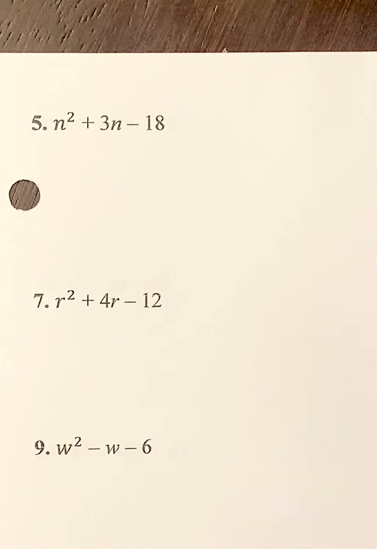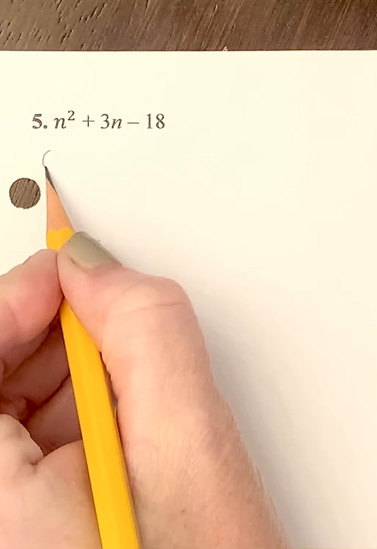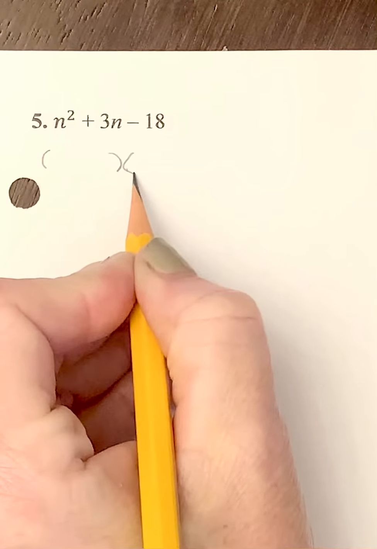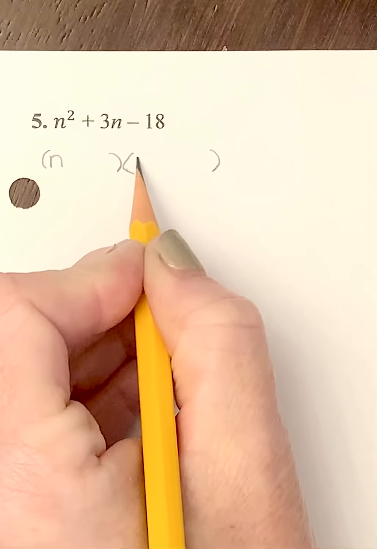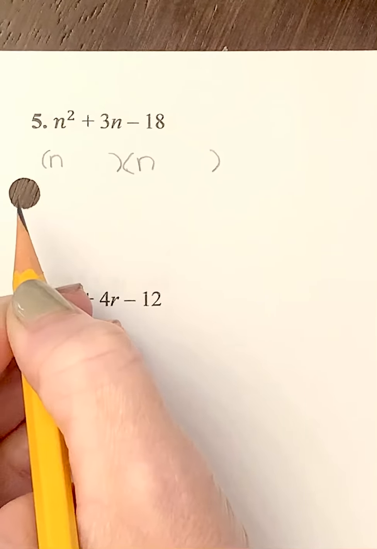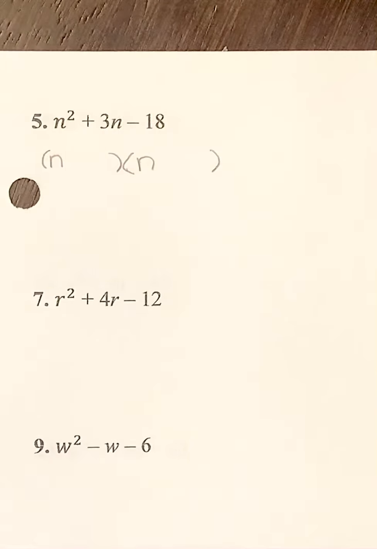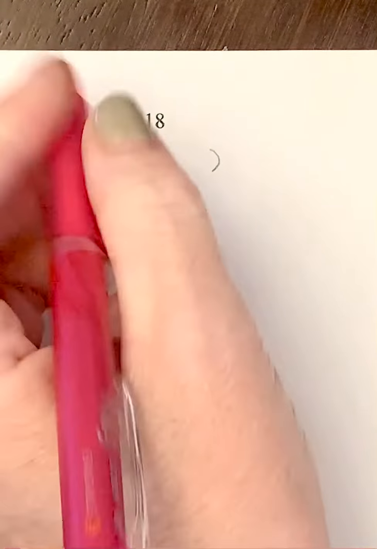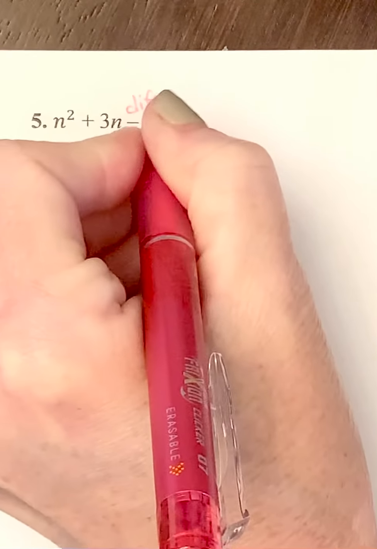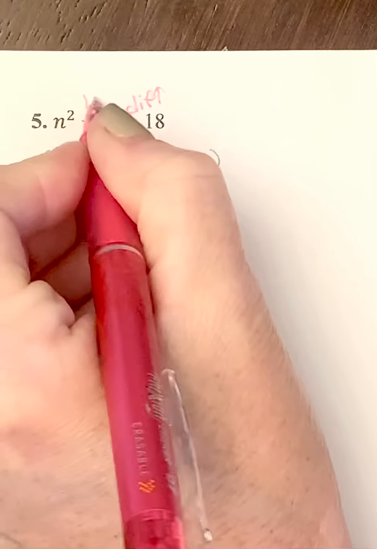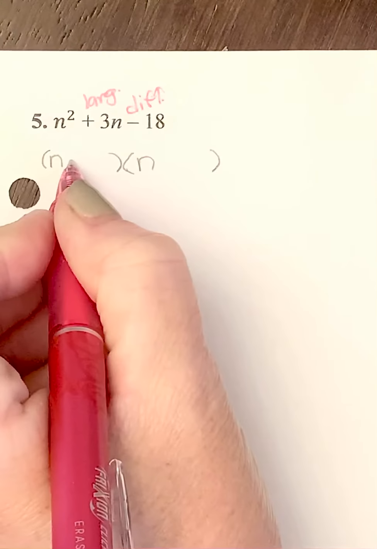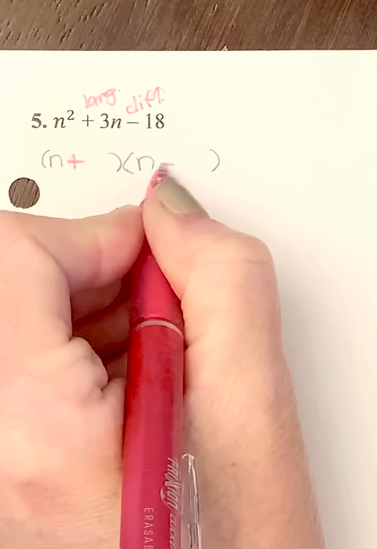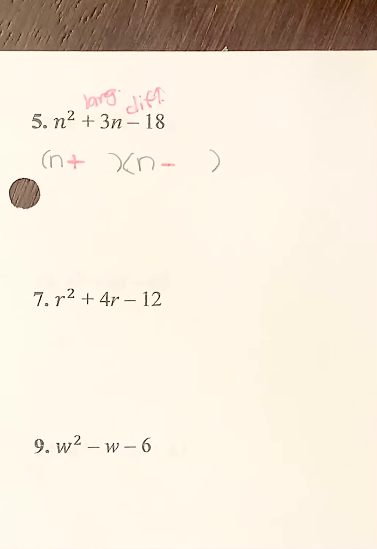Okay, so you write the parentheses and determine the first term of each binomial. So we're going to write the parentheses. This is n squared, so that means first terms have to be n times n. The signs, this tells you the signs are different, and the larger is positive. So one's going to be positive, one's going to be negative.